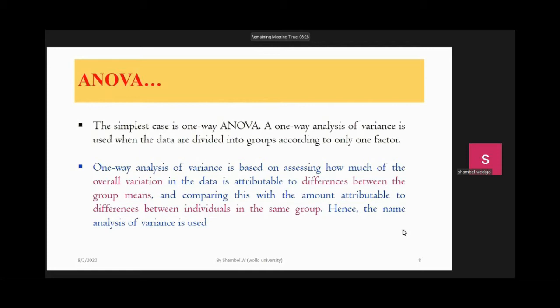One-way analysis of variance is based on assessing how much of the overall variation in the data is attributed to the difference between the group means, compared with the amount attributed to the difference between individual samples, since the name is analysis of variance. So the variation is divided, or partitioned, into a group variation as well as individual variation.